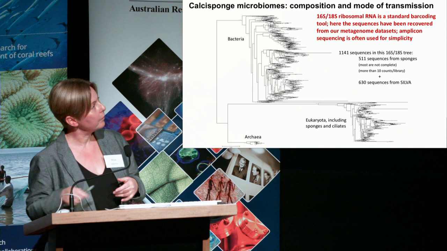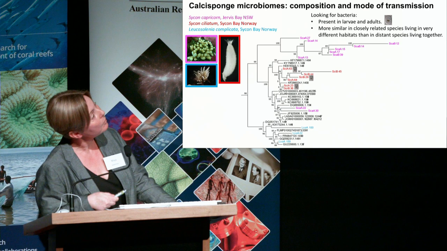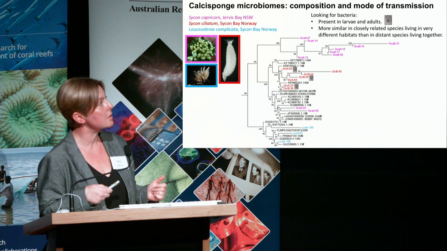And when Martin built this tree, he told me, well, good luck looking at 1,141 sequences. How are you going to make sense of it? And I said, well, it's going to be really simple because I'm going to be looking for clades where I'll be finding bacteria present in larvae and adults, and then they would be more similar in closely related species. Surprise, surprise, I found two branches like that. One is a bit confusing, the other one is this one.